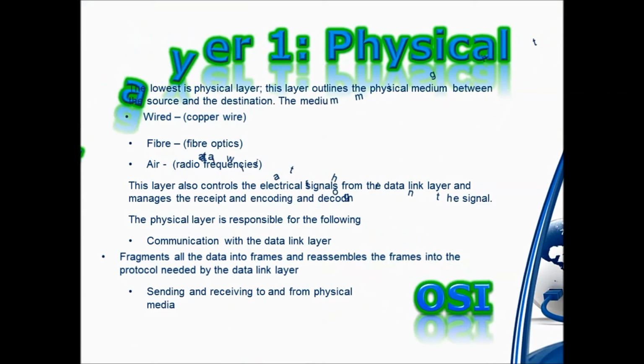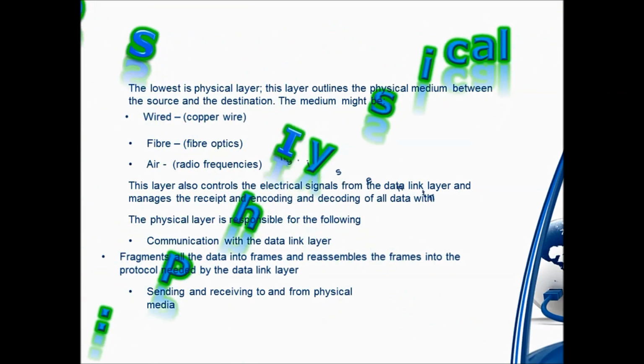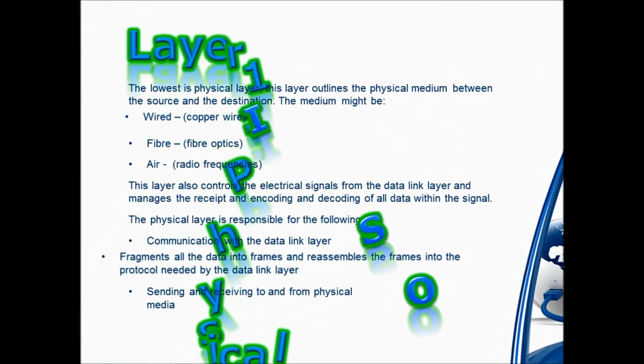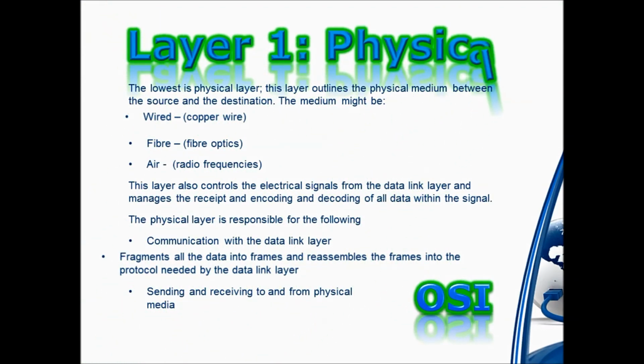Layer 1, physical, deals with physical media between the source and destination, whether it's wired, fibre or wireless.